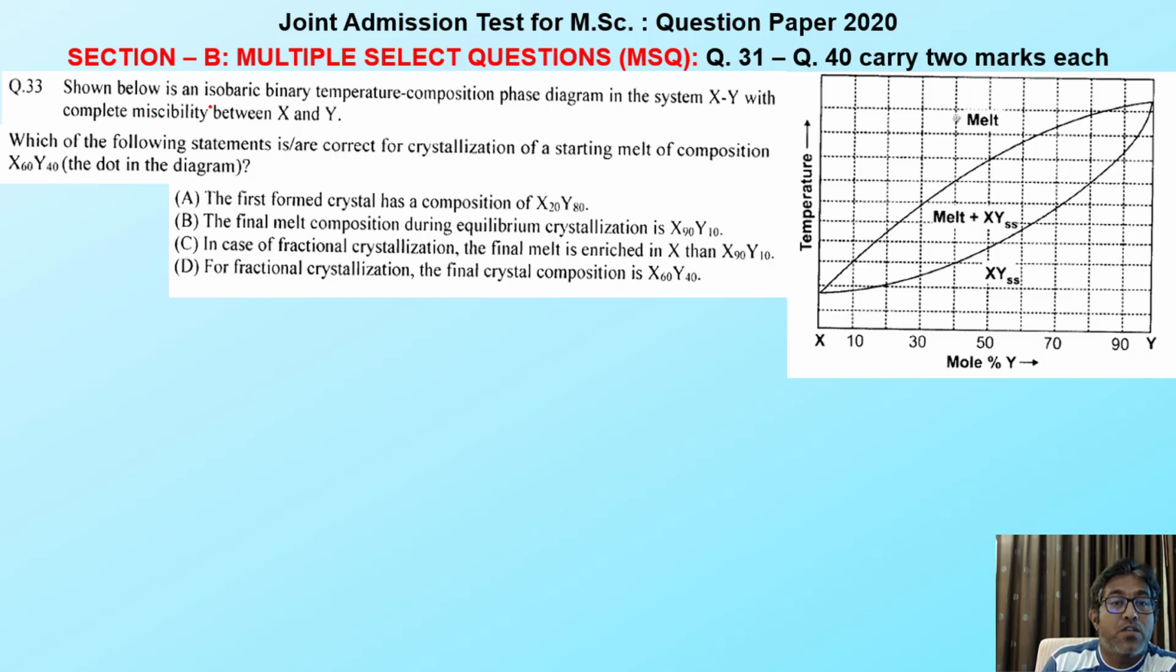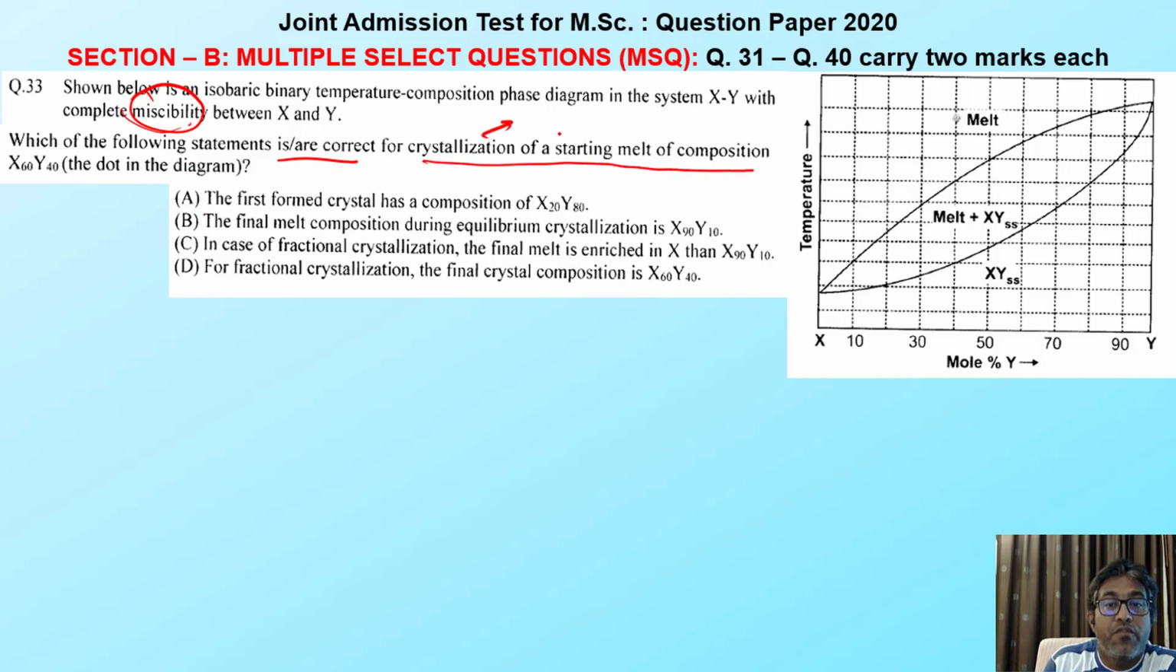Shown below is an isobaric binary temperature-composition phase diagram in X-Y with complete miscibility. See, complete miscibility. What do you mean by complete miscibility? It means the melt as well as the crystal is mixing together. It is not like after the formation, the crystal will segregate and you are left with a melt which has a lower percentage of the crystal form. Okay, noted like this one. Melt and crystal. Which of the following statements is or are correct for the crystallization of the starting melt?